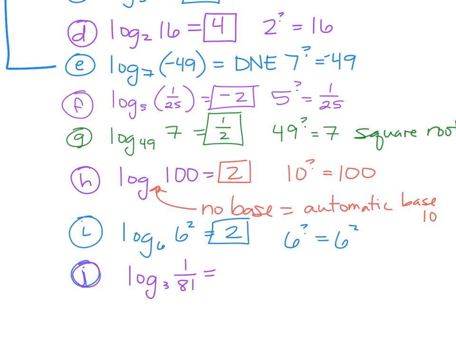Okay, so what's the question you're asking yourself? 3 to what power gets you 1 over 81? -4, right? 3 to the 4th power is 81, so the -4th moves that negative down to a positive 4th power. So 3 to the -4th power gets you there. Are you good on that?